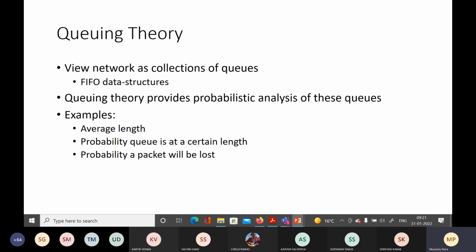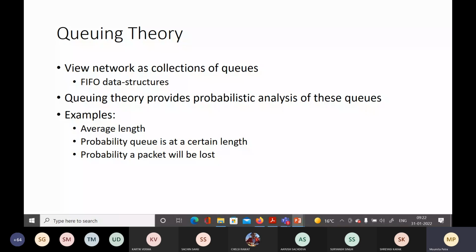Sometimes we can view the network as a collection of queues. Here it has been considered that you can consider it as having FIFO data structures. But as I was mentioning, it's not always FIFO. The scheduling can change depending upon what kind of priority you are giving, and what QoS you have promised to your customers.